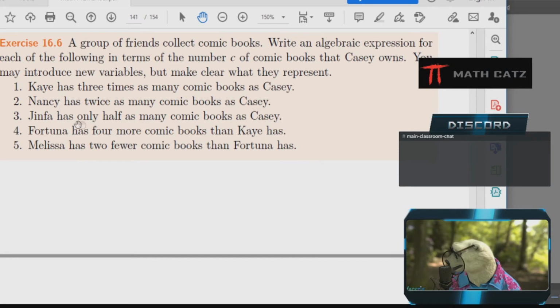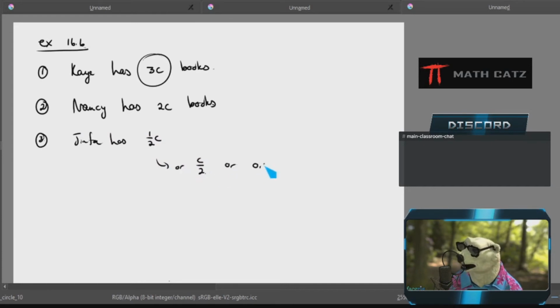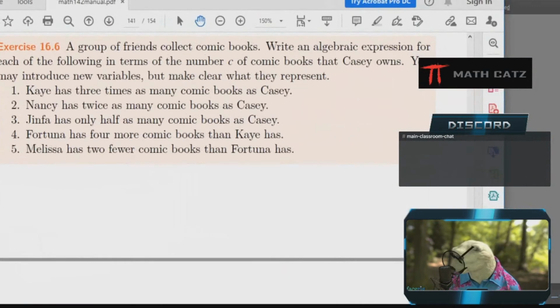Number 3, Jinfa has only half as many comic books as Casey. Half as many. Jinfa has, now you could write a half times C, or you can write C over 2, or you can write 0.5 times C. I don't care. Do whatever makes you happy there, because they're all equivalent. And I can represent the number of books using the existing variable. Doesn't matter to me which one of those you pick.